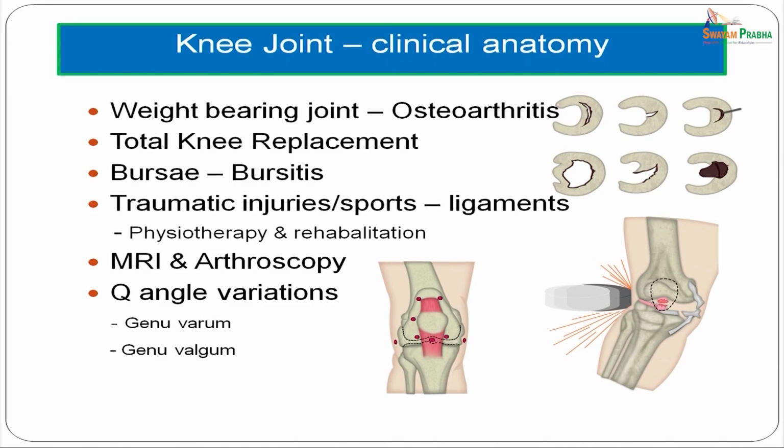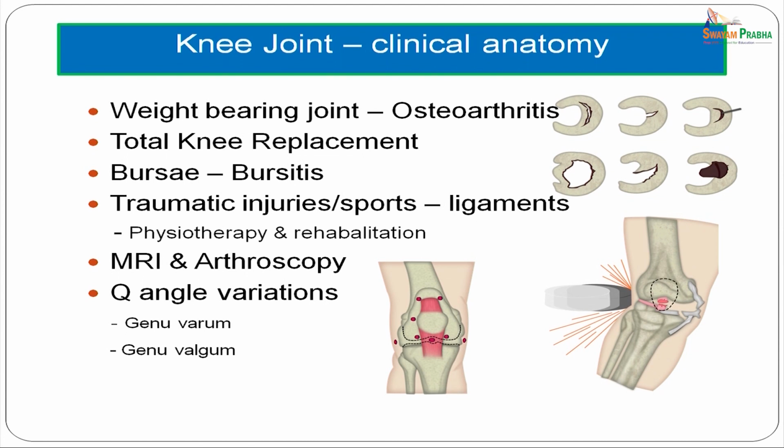First, a few words about the clinical anatomy of the knee joint. As you know, the knee joint is a weight-bearing joint, and as all weight-bearing joints, it is prone to osteoarthritis. Osteoarthritis primarily results in destruction of the articular cartilage and manifests as severe pain, swelling, and restriction of movements. While the initial forms of osteoarthritis can be treated with lifestyle changes and simple analgesia, advanced forms of osteoarthritis invariably will require a total knee replacement.